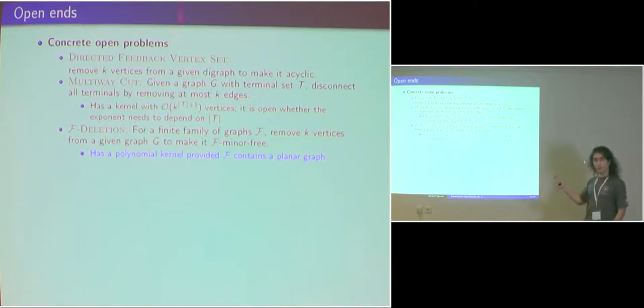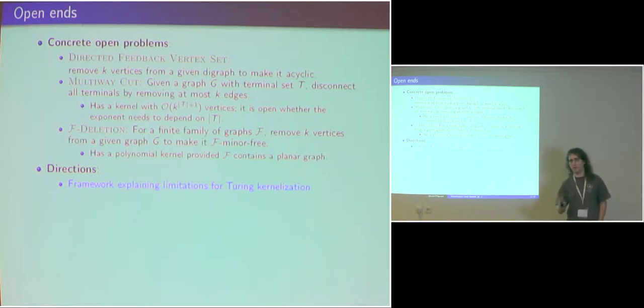So these were the concrete open problems, but I would like to mention also some directions that people are pursuing in kernelization and in kernelization lower bounds. I think that the main direction that is not really pursued now but should be is a framework explaining the limitations of Turing kernelizations. Because we now have a scattered set of various problems for which we know that there are Turing kernels but no normal kernels, and we sort of do not understand why. And getting a framework grounded in complexity theoretical assumptions for excluding polynomial kernels is definitely a big challenge.